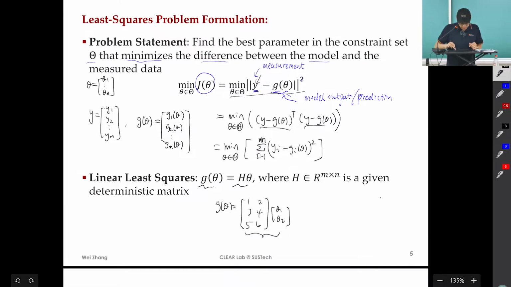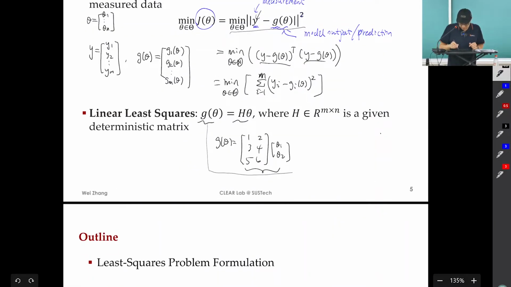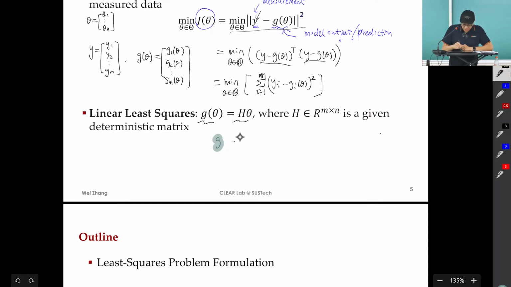I don't know where I should, let's see. If you don't mind, I will erase this, then I have more space. It's not useful.